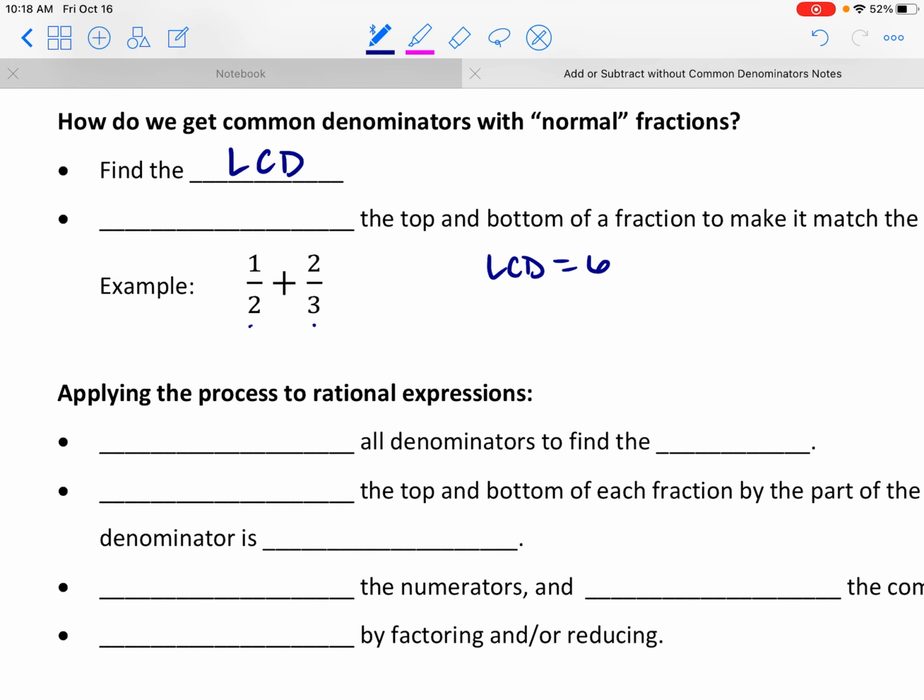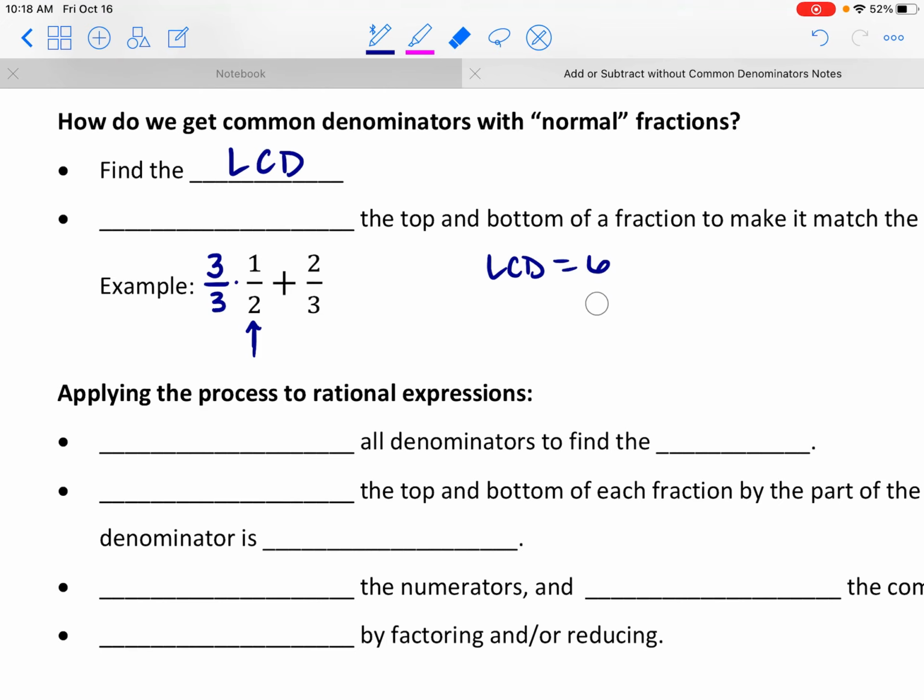Now when we multiply, the only number we're allowed to multiply by in order to not change the value of the fraction is 1. If I multiply by 1, I'm not going to change the value of the fraction. So for example, if I need the 2 to be a 6, which is my least common denominator, I'm going to have to multiply by 3. Now when I multiply by 3, I'm actually multiplying by 3 over 3, so that the top and the bottom get multiplied, and the 3 over 3 again is 1, and when I multiply by 1, I don't change the value of the fraction.